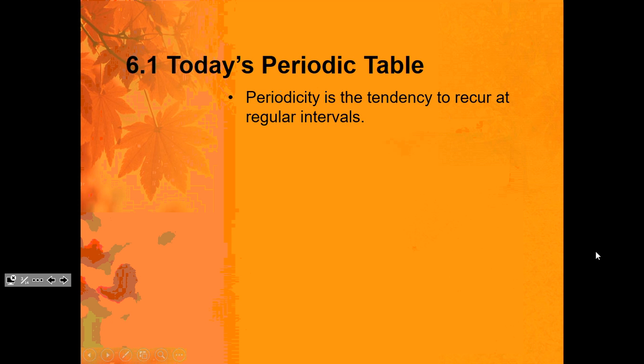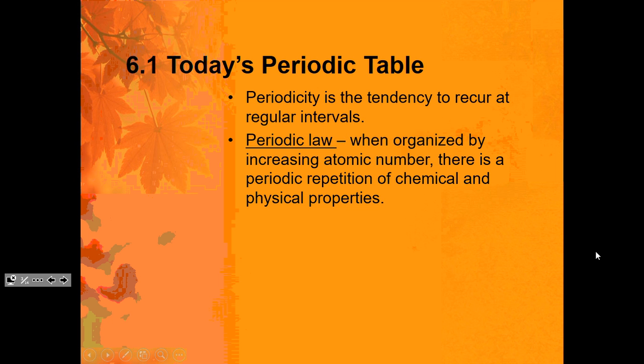Now, the period is related to the concept of periodicity, which is a tendency to recur at regular intervals. So a periodical is like a newspaper that comes out every single day. It reoccurs at a regular interval. Periodic law then is related to that.